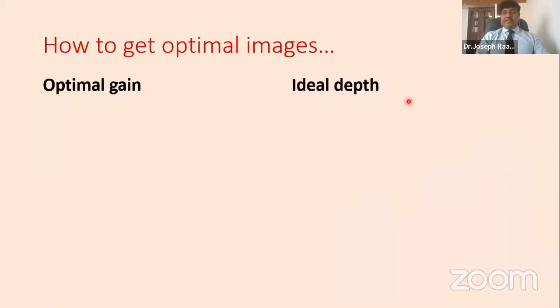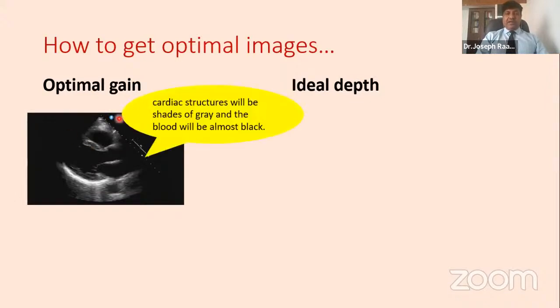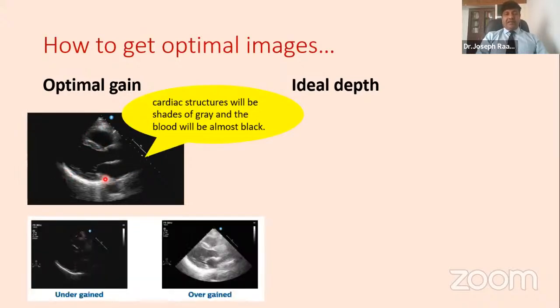Okay. So next is how to get an optimal image. There are two important things, as in any other ultrasound modality: gain as well as depth. Gain is about the amplification of the image, where all the cardiac structures will be seen as gray, the blood will be seen as black, and this white glistening will be the periphery. But imagine if your gain is not correct, you will get images like this, from which you will not be able to get any information.